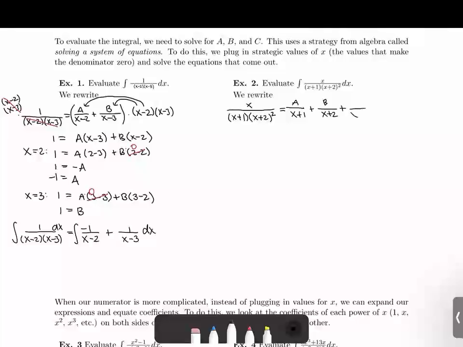So we need a third fraction that accounts for the two copies of that x plus 2. Again, our first step here is, just like before, going to be multiplying both sides of this equation by that full denominator. And again, we're doing that on both sides of our equation.